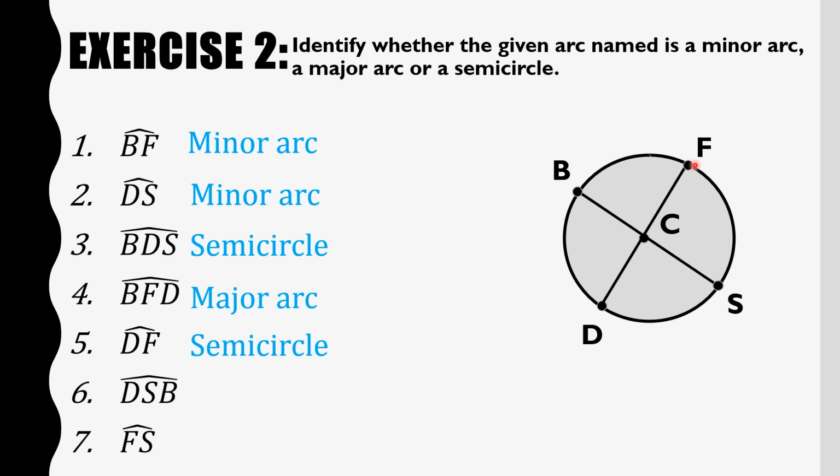For number 6, we have arc DSB. Very good. This one is a major arc. For number 7, we have FS. Arc FS is an example of minor arc. I hope that you got all the correct answers. And let's move on.